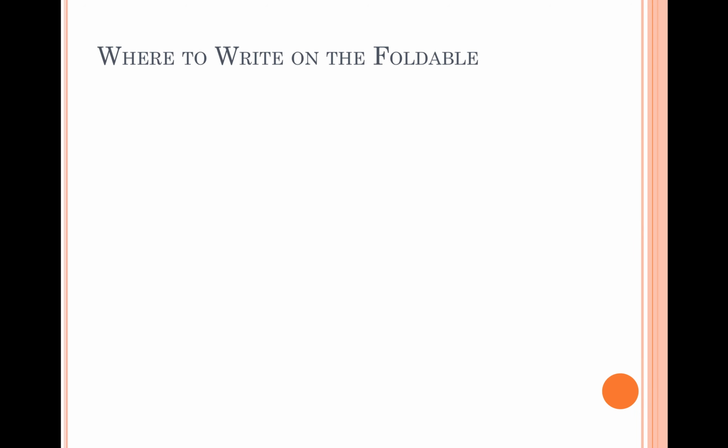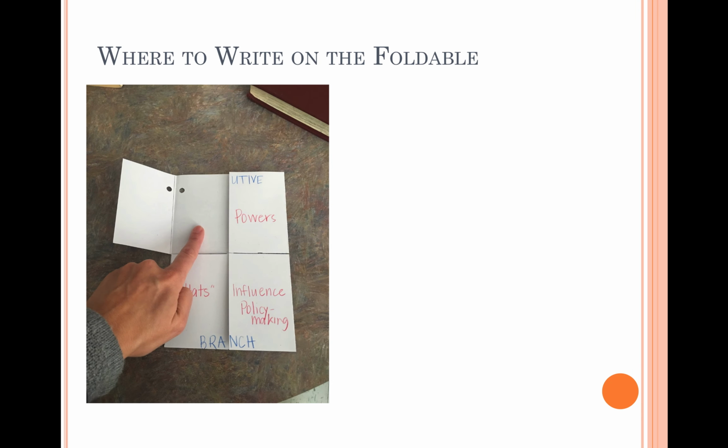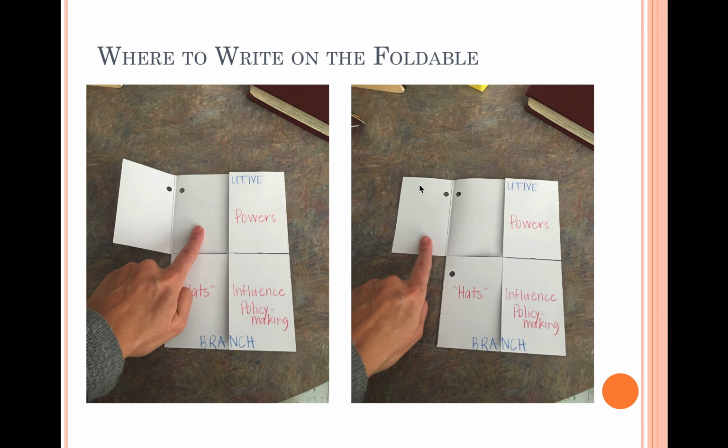Now that we have the foldable ready, let's talk about where you can put the information from the PowerPoint today into your foldable. So there are two options that you can take. When you open each section up, you'll notice that there are two spots where you can write. You can either write where my finger is pointing on this, like on the inside section, or you can actually write it on the flap itself. It doesn't matter which one you choose.